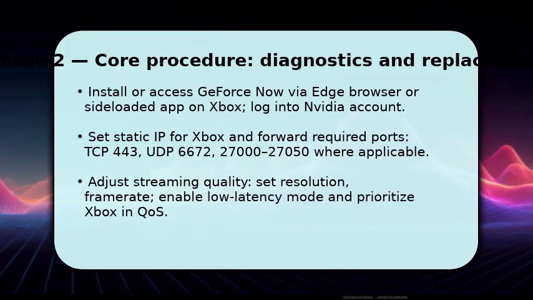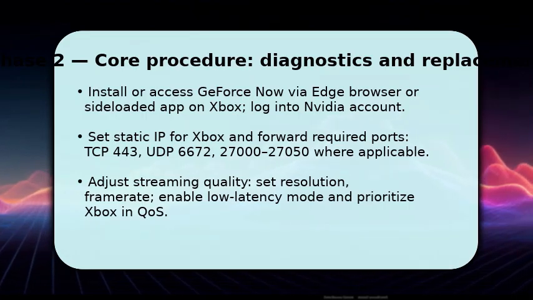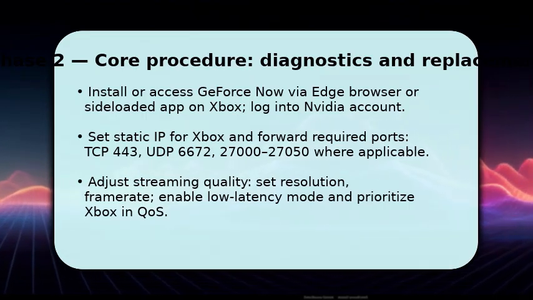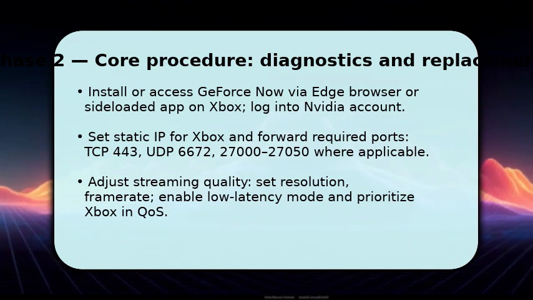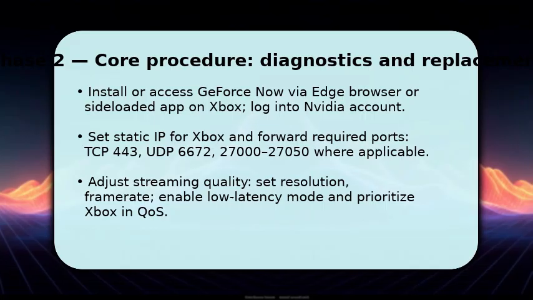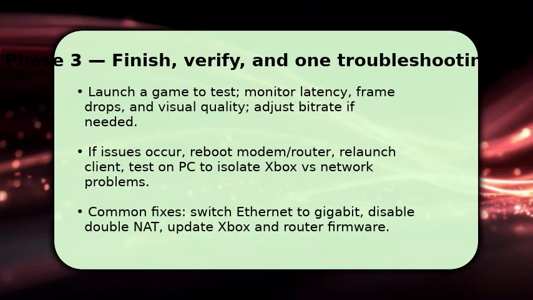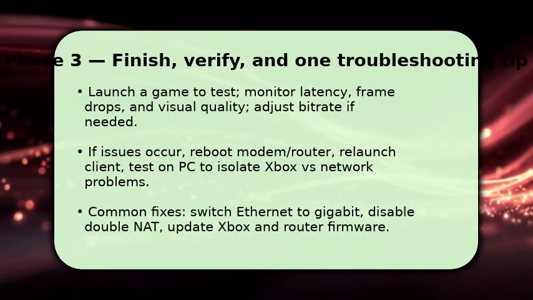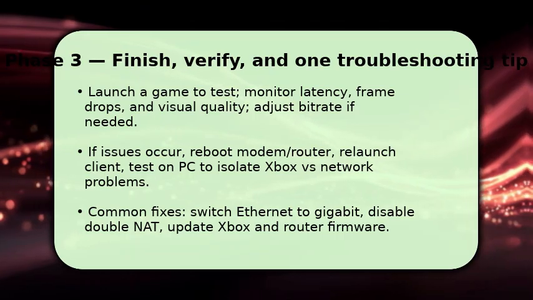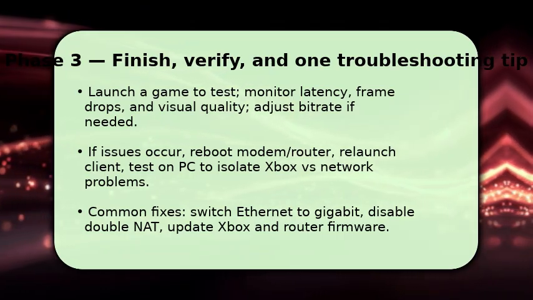Once network rules are in place, tweak the streaming settings, choose resolution and frame rate, enable low latency mode, and set QoS to prioritize the Xbox for smoother performance. Finish by launching a game and evaluating performance. Watch latency, frame drops, and artifacts, then adjust bitrate and quality settings until you reach the sweet spot.